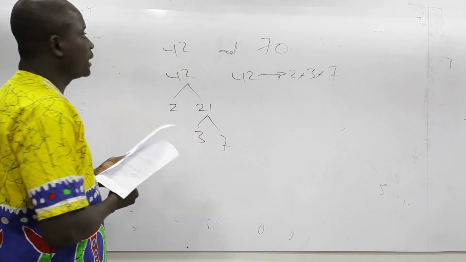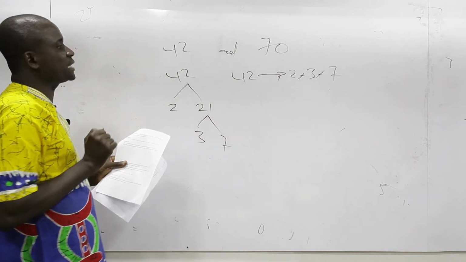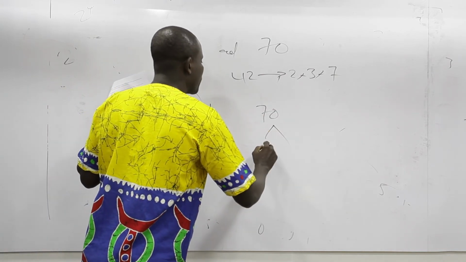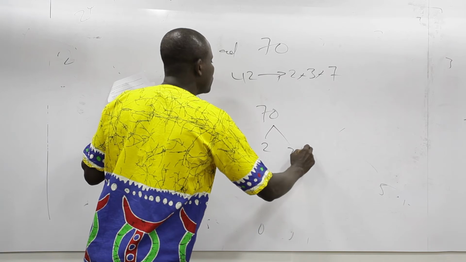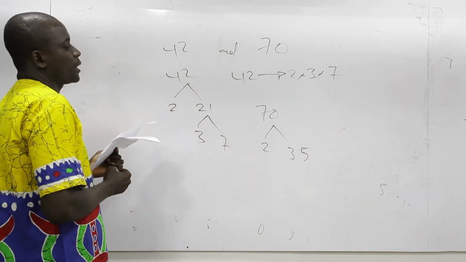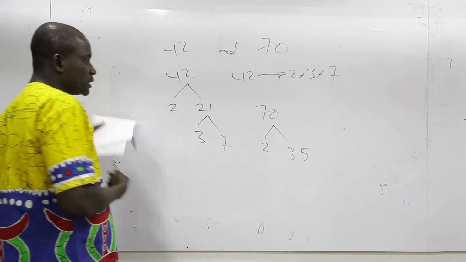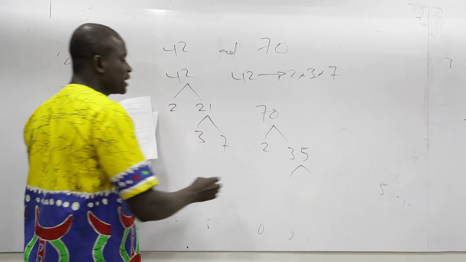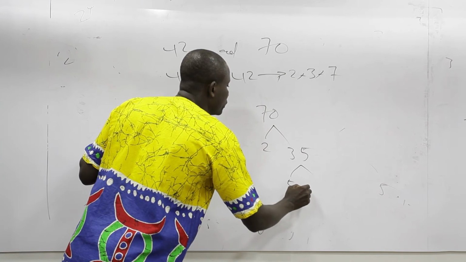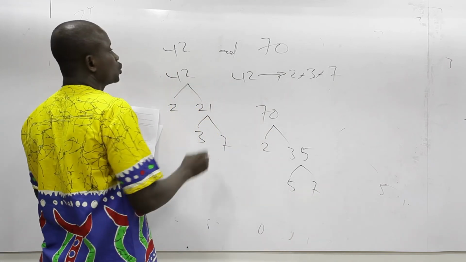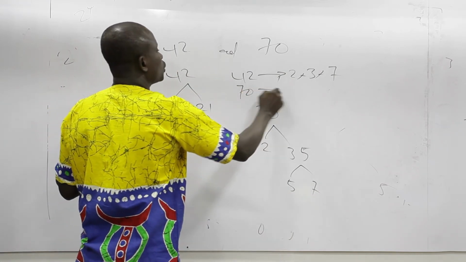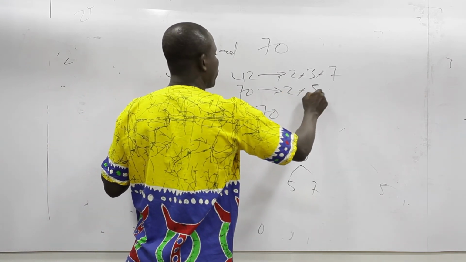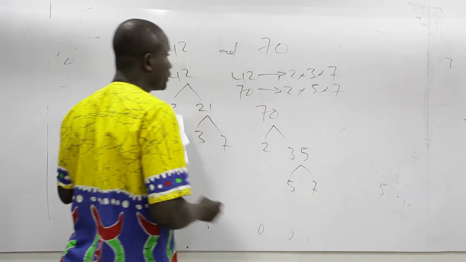Is that okay? Now let's look at 70. I can have 2 here, 35, right? Now, 2 cannot go into this. 3 also cannot go. But I think 5 can go. So 5 and then 7. So once again, 70 is 2 times 5 times 7, right?